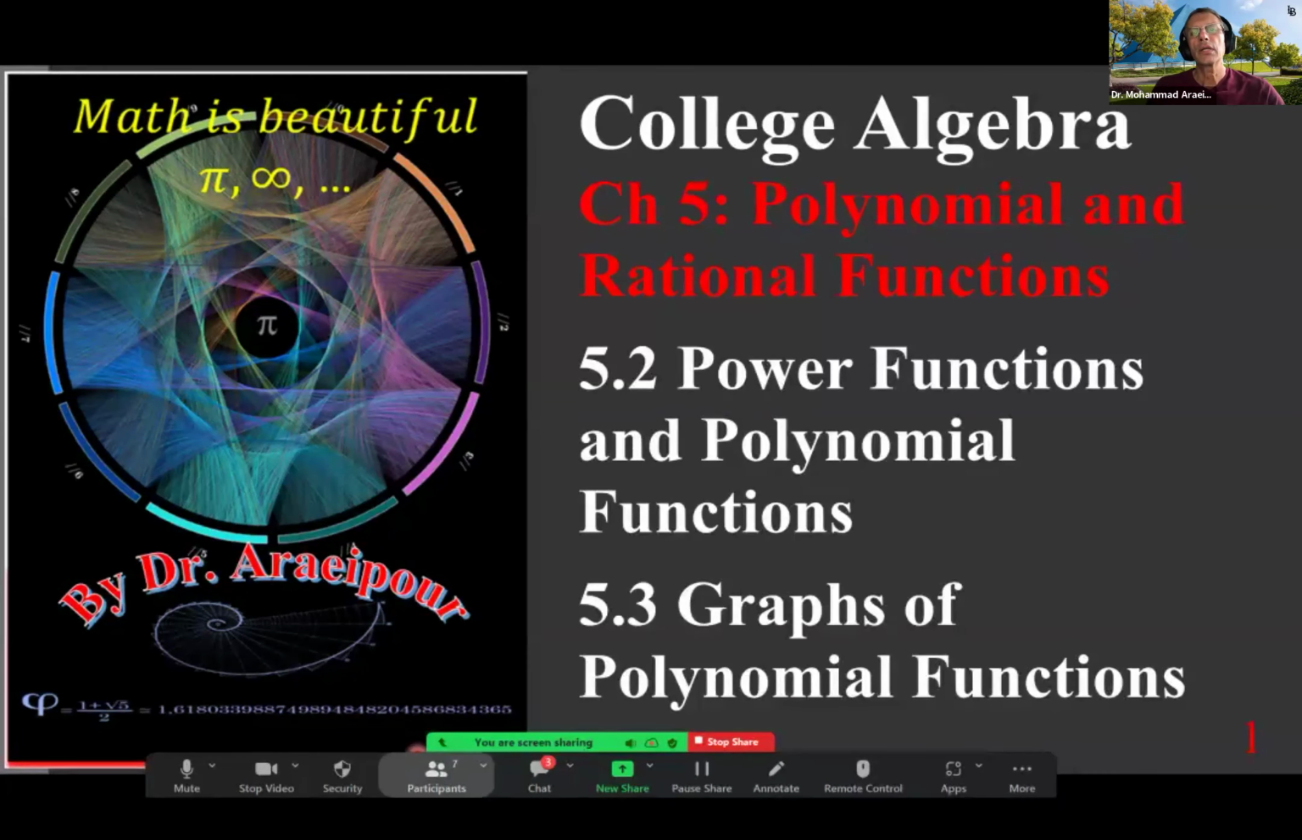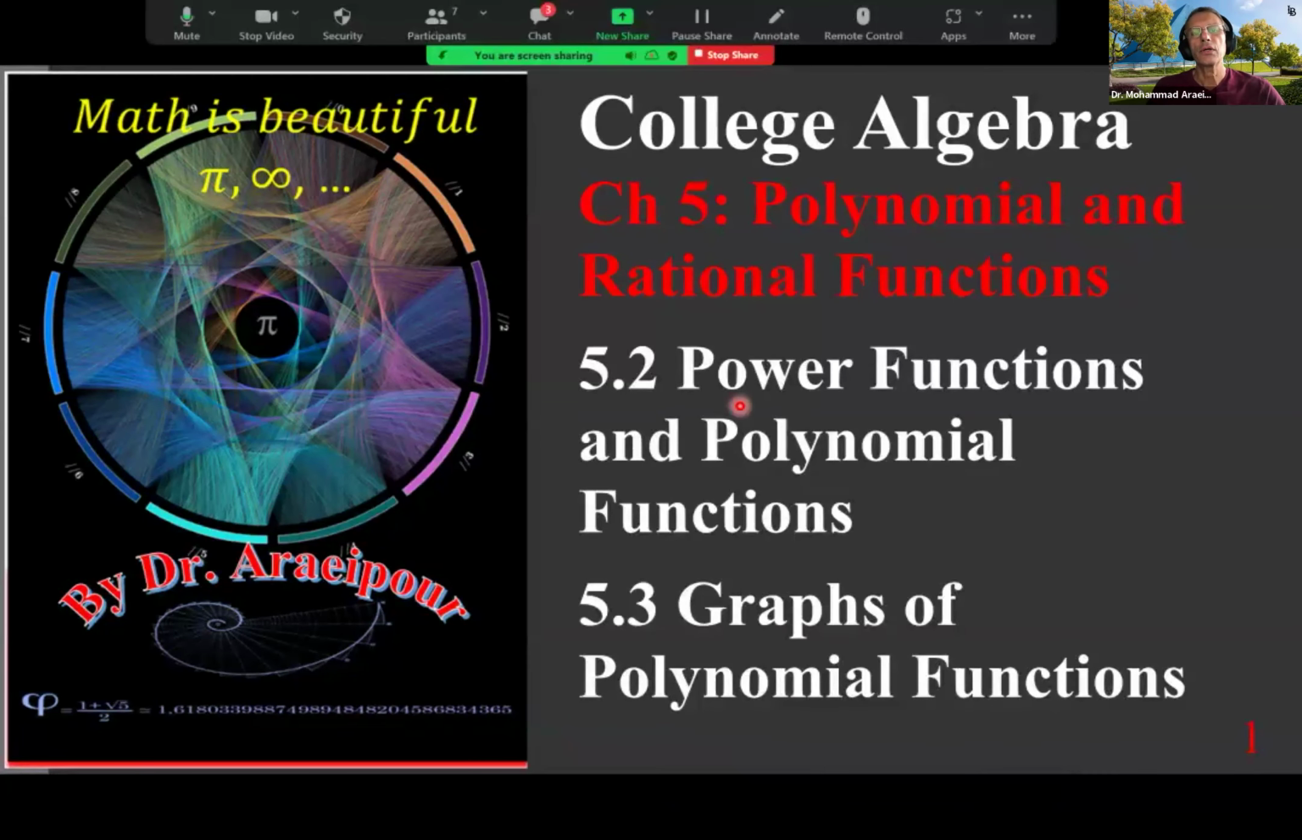Good morning, class. We are looking at Chapter 5, Polynomials and Rational Functions. Here's 5.2, Power Functions and Polynomial Functions. 5.3, Graphs of Polynomial Functions.